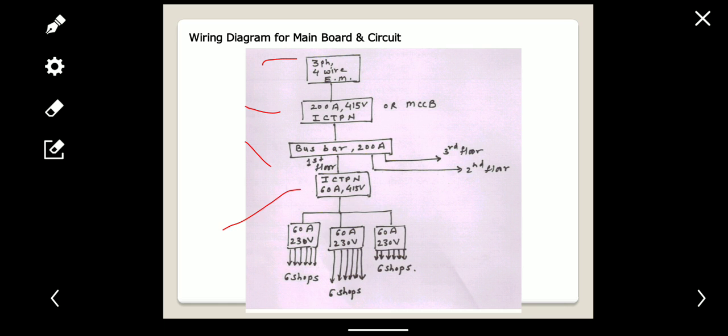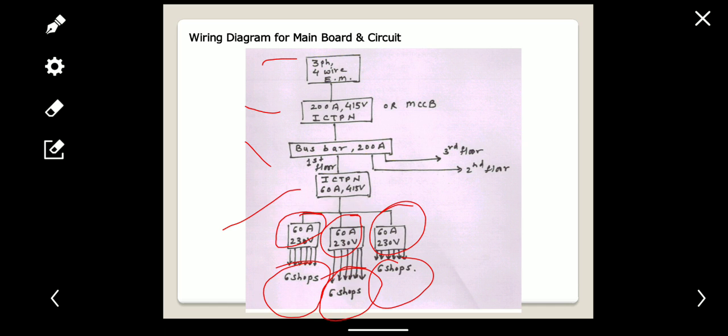So ICTP for the first floor is 16 ampere, 60 ampere, 415 volt, and this is distributed in the 3 sub-distribution boards, sub-circuit boards. For the first floor, second floor and third floor. That means R phase and neutral is connected to the first floor, then Y phase and neutral is connected to the second floor, and the B phase and neutral is connected to the third floor. That means equal load is distributed through the overall 18 shops.